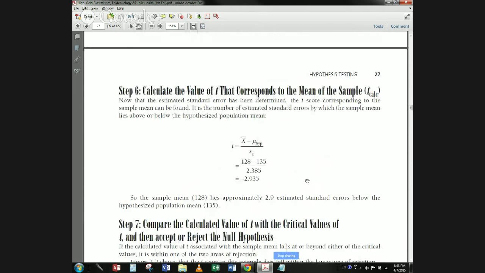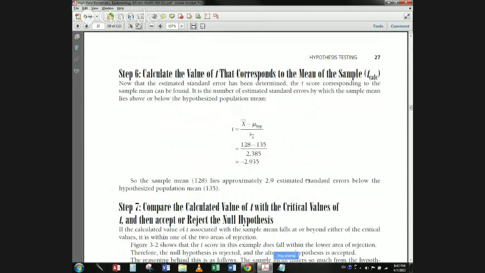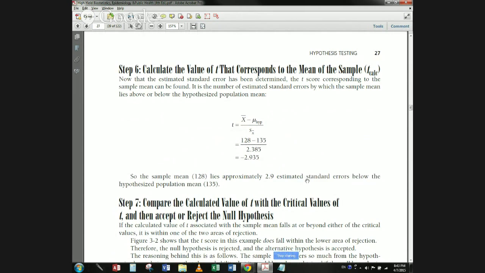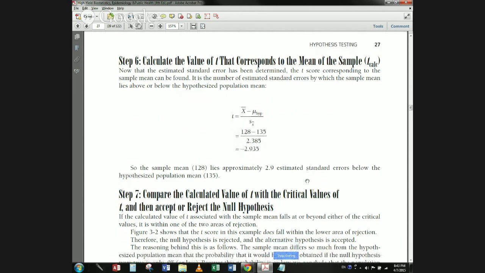Step 7. Compare the calculated value of the t with the critical values of t, and then accept or reject the null hypothesis. If the calculated value of t associated with the sample mean falls at or beyond either of the critical values, it is within one of the two areas of rejection. Figure 3.2 shows that the t-score in this example does fall within the lower area of rejection. Therefore, the null hypothesis is rejected, and the alternative hypothesis is accepted.